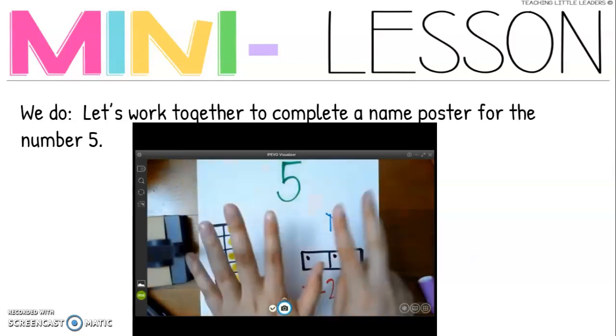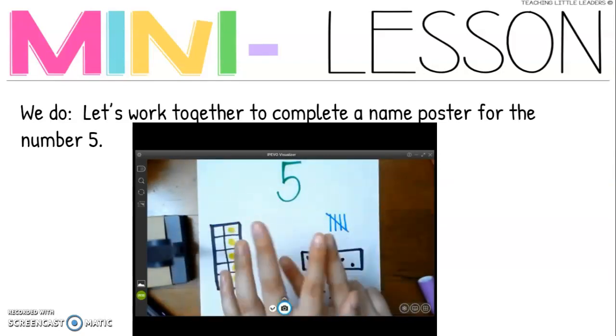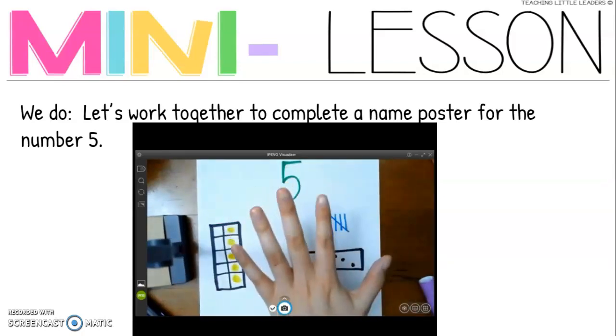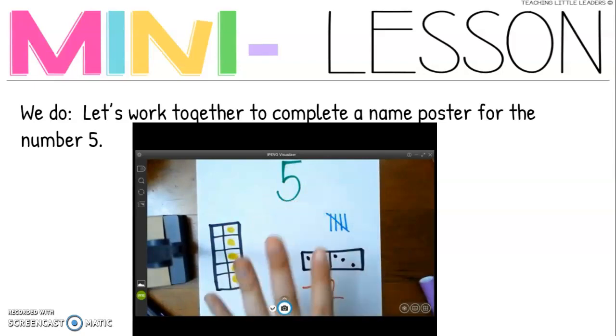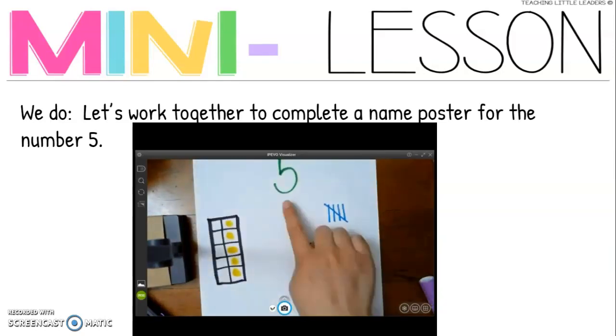7, I'll put 7 fingers out. 1, 2, 3, 4, 5, 6, 7. Take away 2. 1, 2. How many do I have left? Good job. 5. Kiss your brain. Let's show one more way to make the number 5.